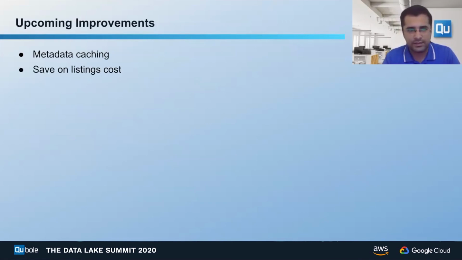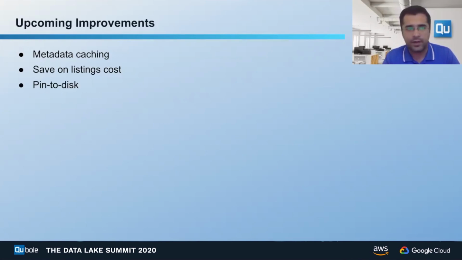Then there is an improvement we plan to take up within RubiX. We want to minimize the amount of listings. This is directly related to the previous one because it's going to save on the listings cost. So we want to minimize the amount of listings that are done in RubiX, which is right now done in order to figure out if invalidations need to be done, if data has changed on your cloud store or not. We want to minimize how many listings we do in RubiX.